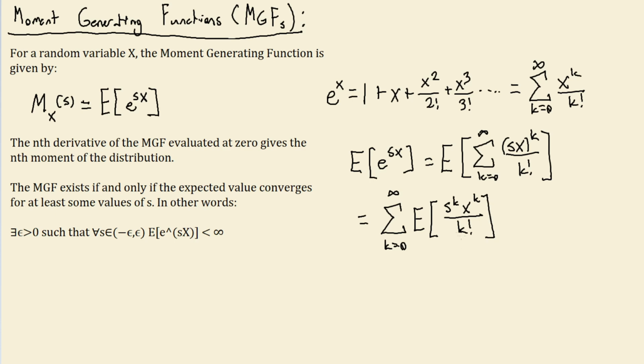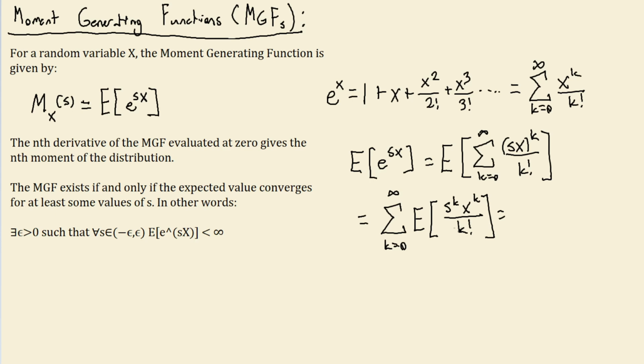Now we can take this s to the k and k factorial out of the expectation, since these are ultimately just constants, especially since we're evaluating at some value of s. You have to remember that this is a function of s, it's not a function of x. The reason we want to factor out these two terms is that we can totally do this because this expectation operator is linear, so we can factor out these values here.